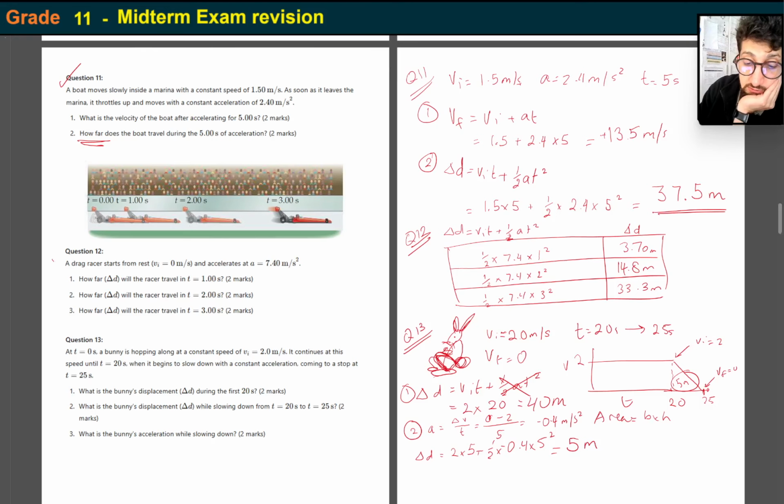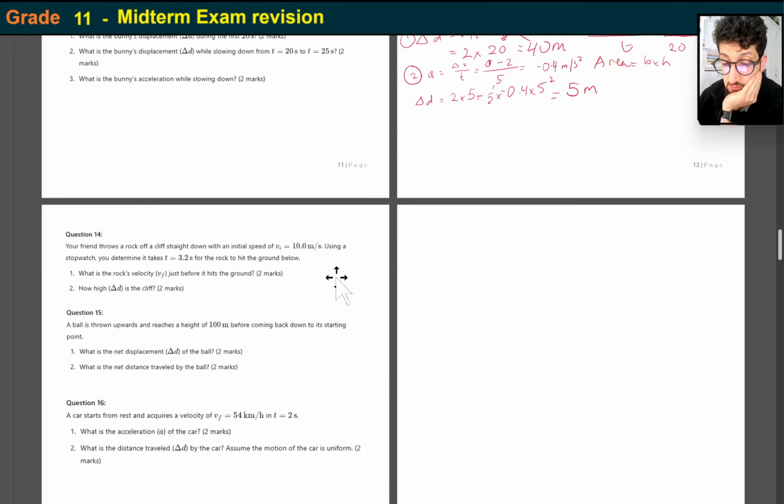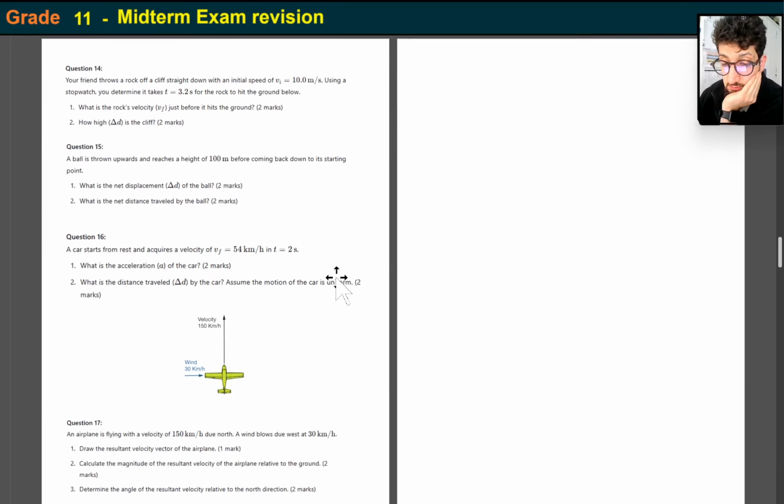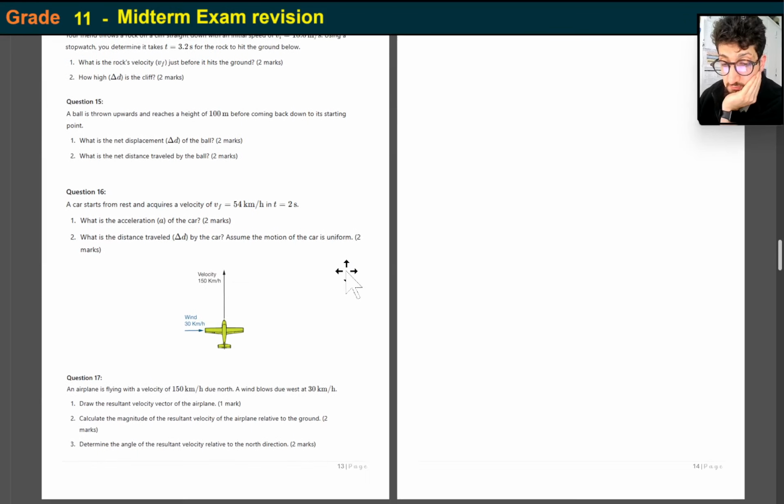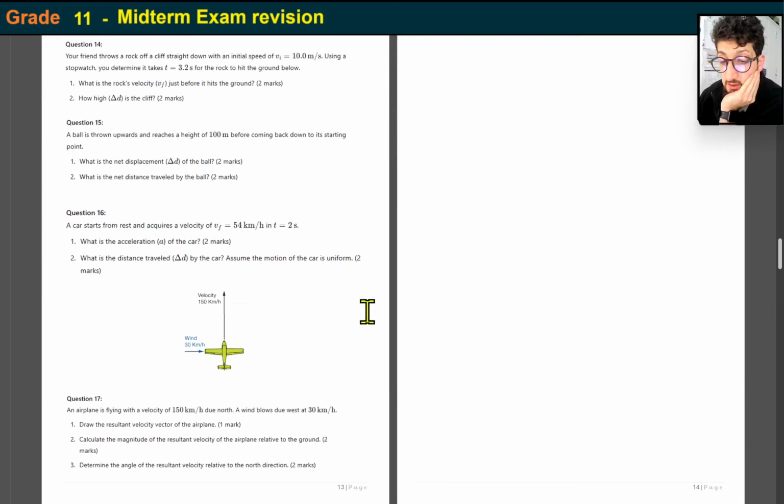Okay, let's keep going. Let's try and get to the fun stuff. Your friend throws a rock off a cliff straight down with an initial speed of vi equals 10 meters per second. Using a stopwatch, you determine that it takes 3.2 seconds for the rock to hit the ground. What is the rock's velocity just before it hits the ground?